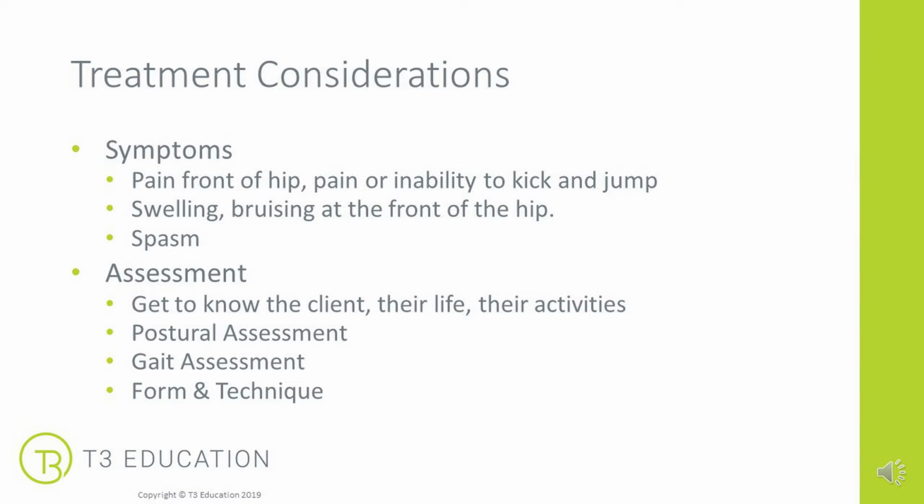As always, get to know the client, their activities of daily life, what they were doing when it happened, how it happened, what shoes they were using. You might also want to look at a postural assessment, what their gait is like, and also if it's a repeated injury or an injury that happened in activity, having a look at them doing that activity can also be very telling as to why it may have occurred, why it may not be getting better, or why it's a reoccurring issue for that client.